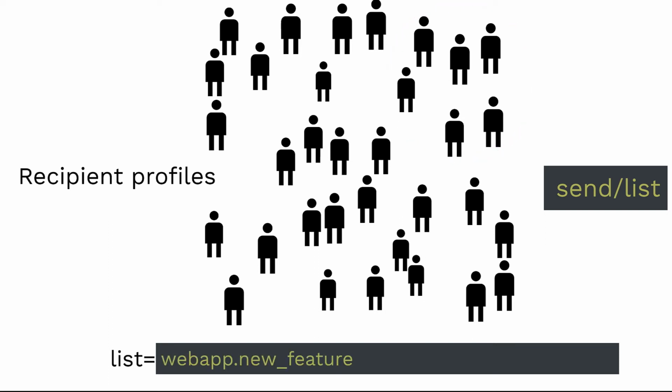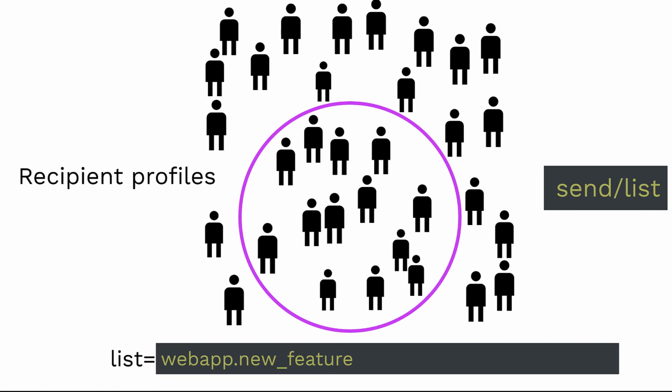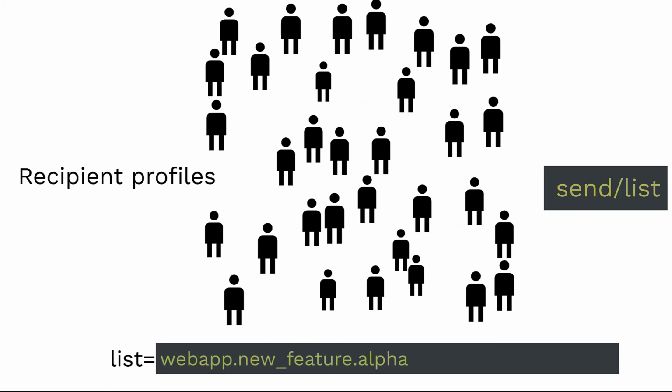The List API naming pattern supports list IDs with up to 4 parts. A period indicates a new part in the pattern. We'll use a 2-part pattern to identify our list of web app users with access to the new feature. We can create a 3-part list ID for web app alpha users.